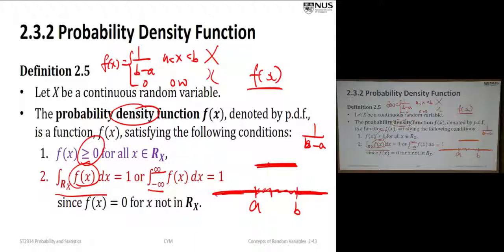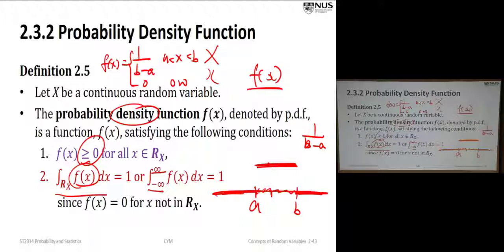So that is called uniform distribution. Basically, it does not depend on x, so long as you know that x is within this interval. It does not rely on exactly what x is, so long as it's between a and b. All right? Okay.